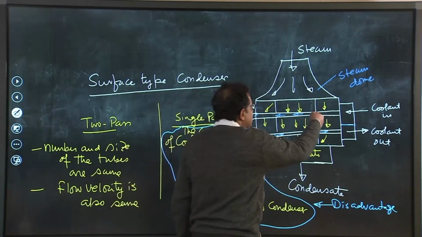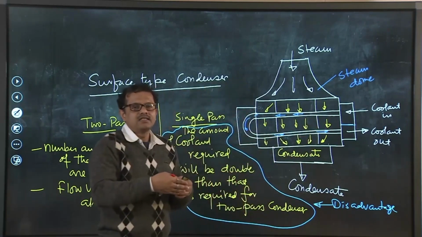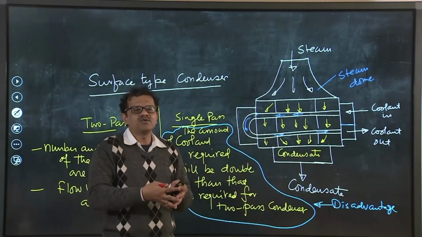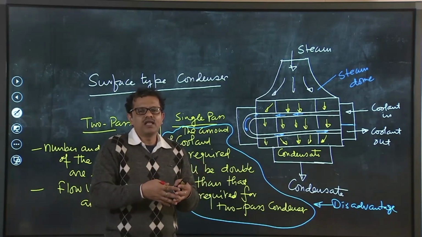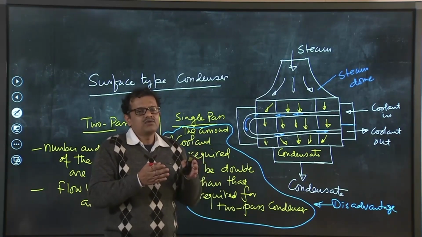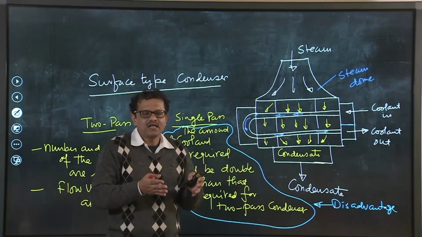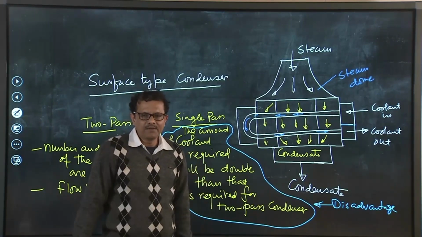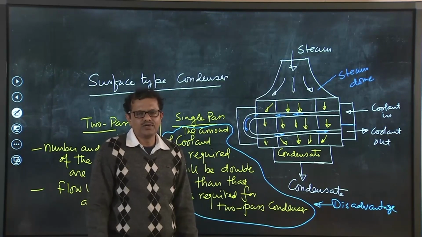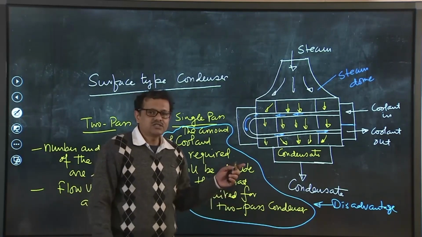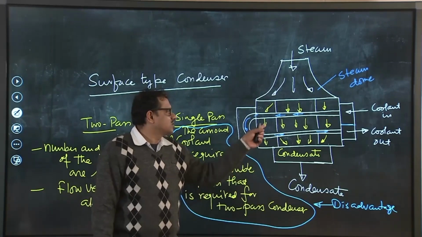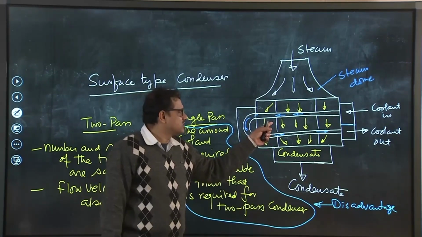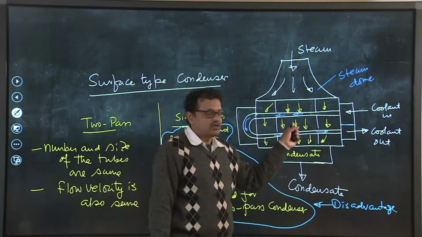So, if air leaks into the condenser, then the pressure inside the condenser will go up, which in turn will raise the turbine back pressure and will reduce the enthalpy drop. So, turbine specific work output will be reduced. So, these two are the problematic issues because of the air leakage into the condenser.